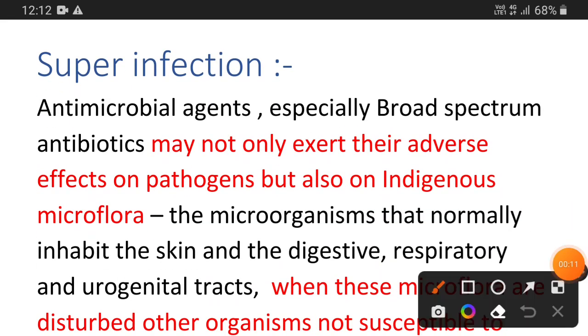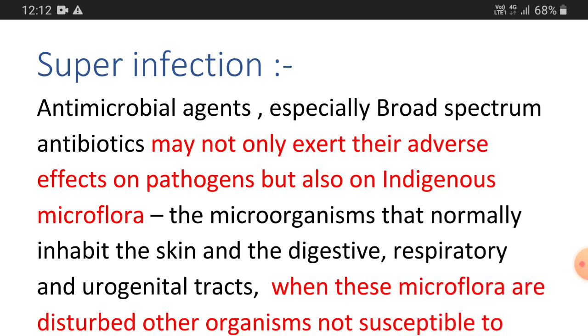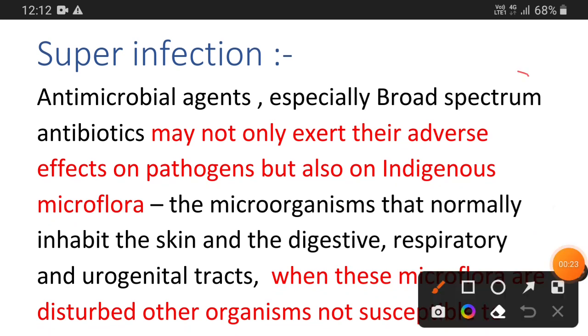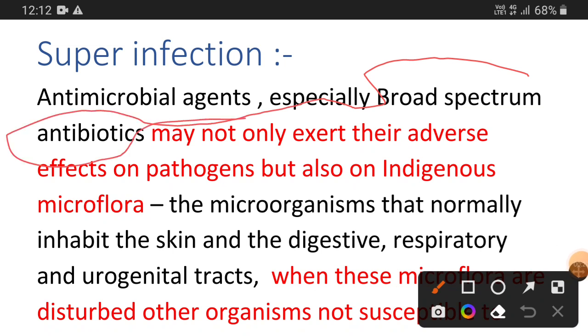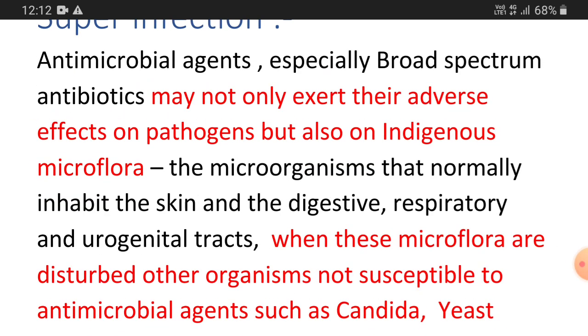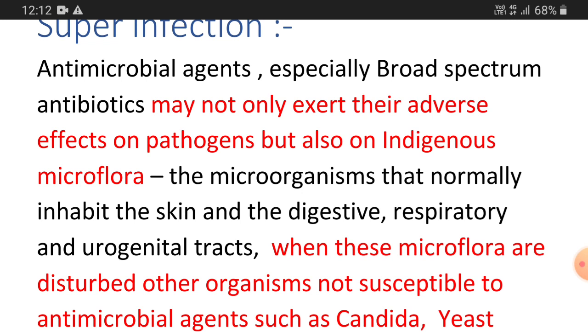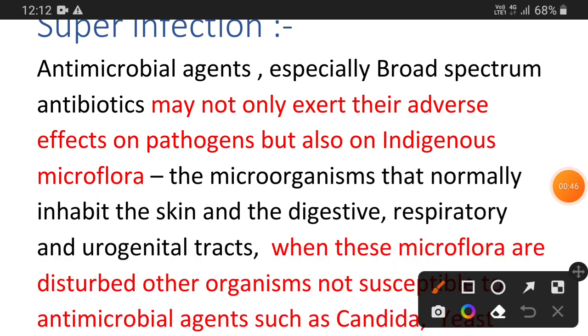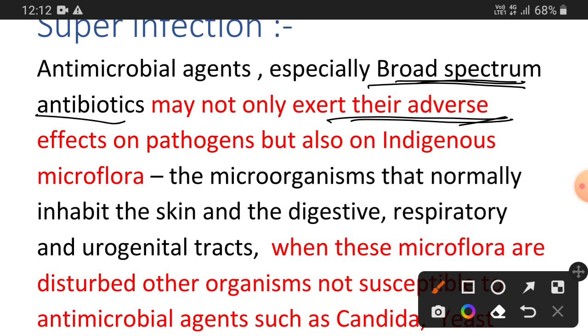So in this video lecture we are going to discuss superinfection. Antimicrobial agents, especially broad spectrum antibiotics. I hope you know what a broad spectrum antibiotic is. Broad spectrum antibiotics are those with very broad coverage, meaning they can show their effect towards a wide range of microorganisms. So they may exert their adverse effect not only on the pathogen but also on the indigenous normal microflora. It is obvious, because it is a broad spectrum antibiotic: it will not be specific for the pathogen but will also affect some microflora.